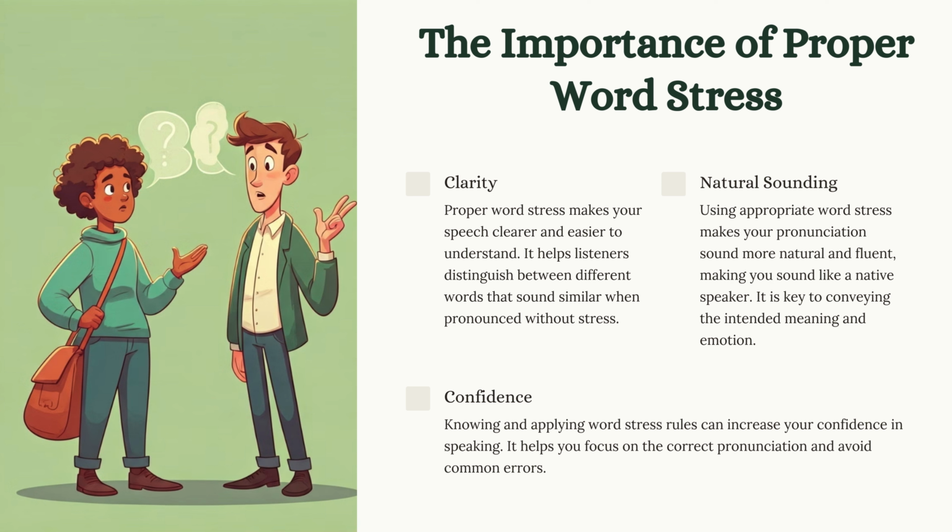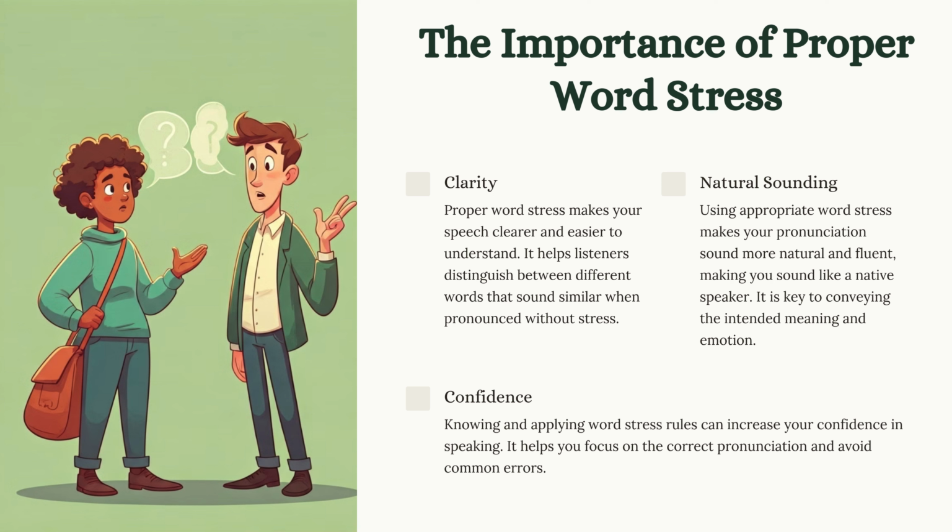First, clarity. Proper word stress makes your speech clearer and easier to understand. It helps listeners distinguish between different words that sound similar when pronounced without stress. Second, natural sounding. Using appropriate word stress makes your pronunciation sound more natural and fluent, allowing you to sound more like a native speaker. It is key to conveying the intended meaning and emotion. Finally, confidence. Knowing and applying word stress rules can significantly increase your confidence in speaking. It helps you focus on correct pronunciation and avoid common errors.